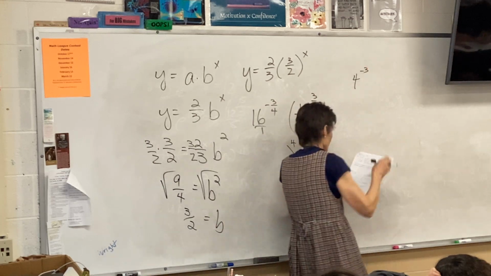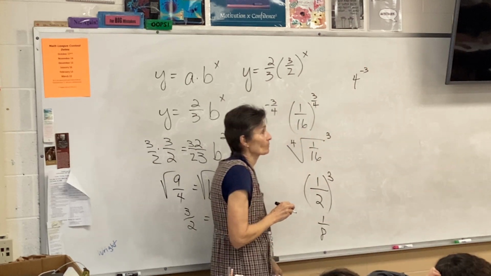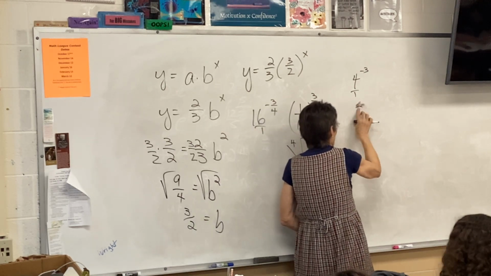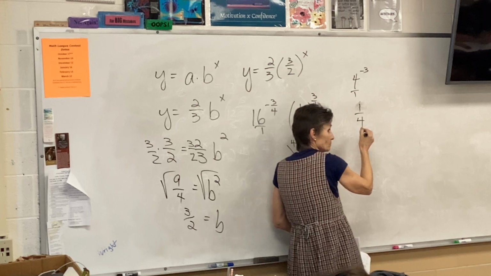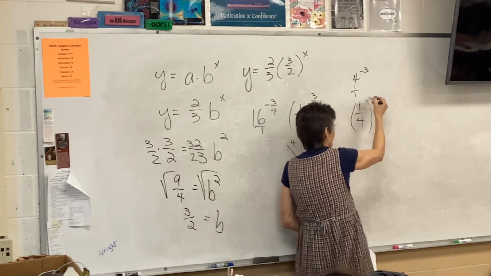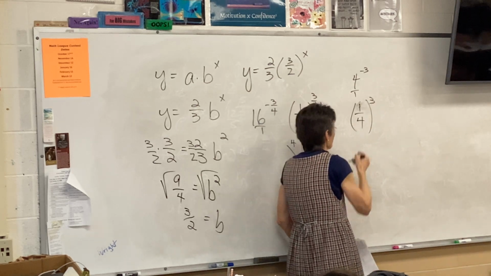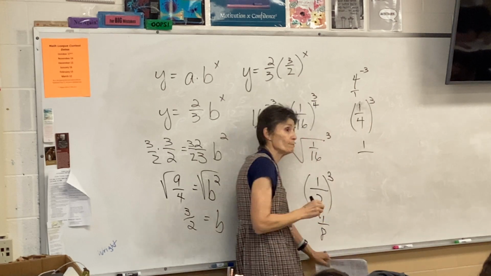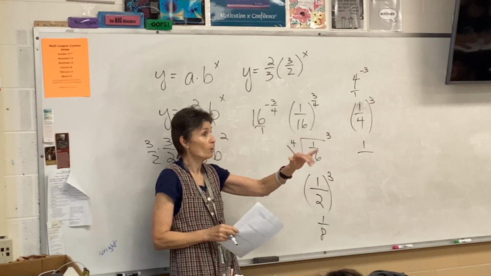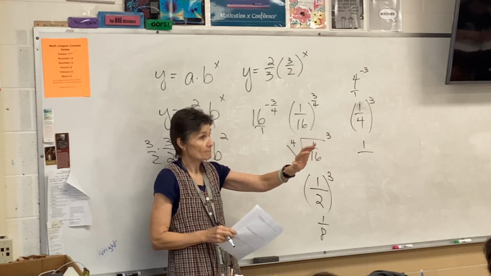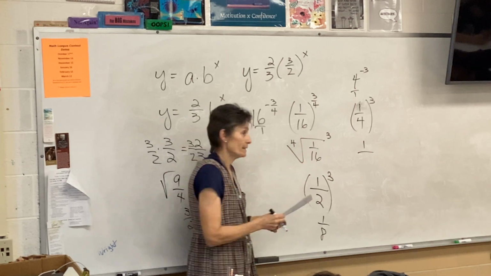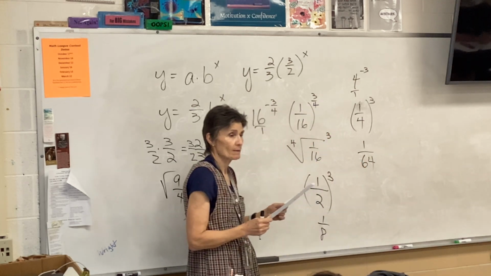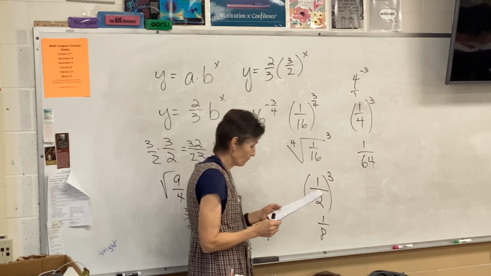4 to the negative 3rd. What does that mean? It means 4 over, well, this is 4/1, so I got to make it 1/4 to the 3rd. 1 cubed is 1. 4 cubed, if you don't have it memorized, then you're going to multiply 4 times 4 times 4, and it is 64. We've used that a lot, so you might have it memorized. If you don't, you can figure it out.